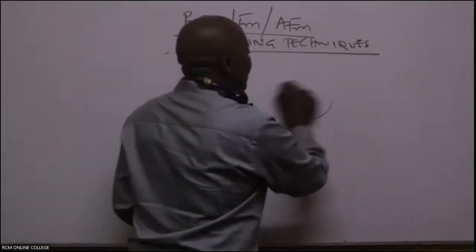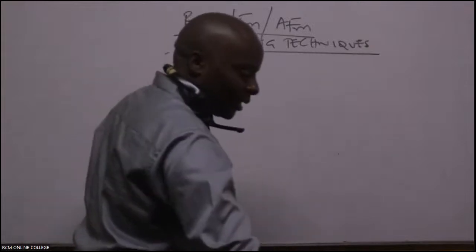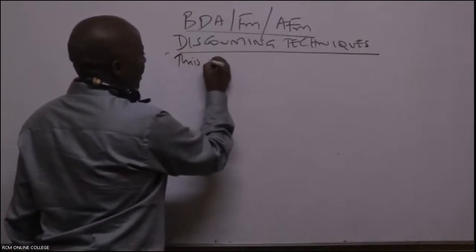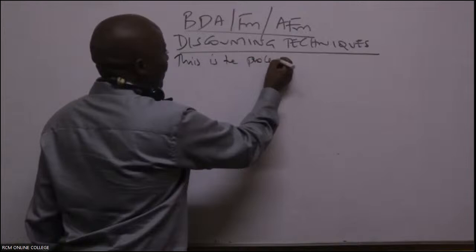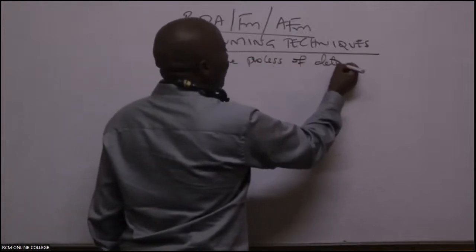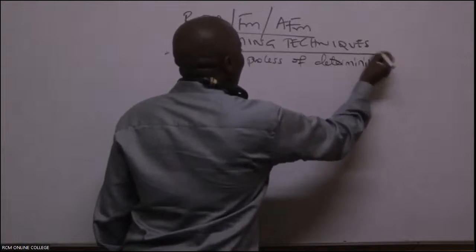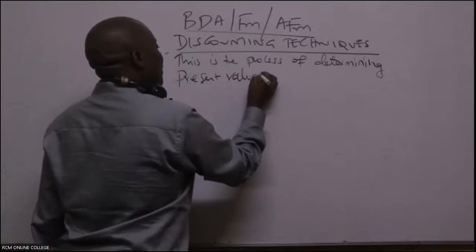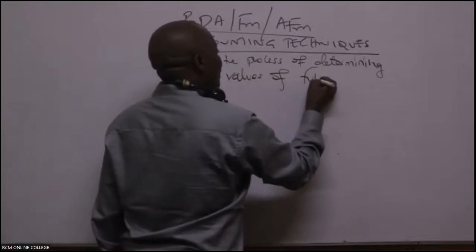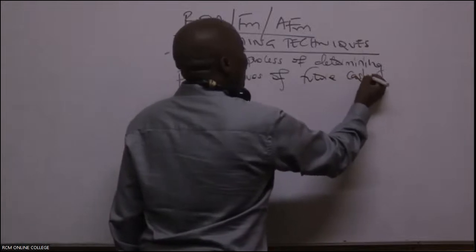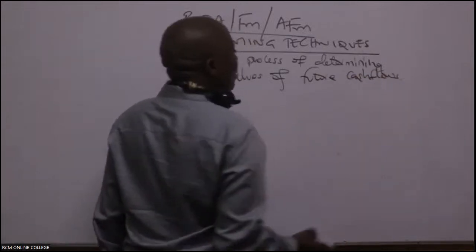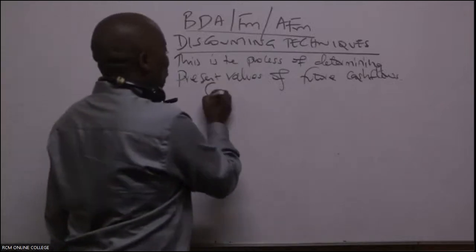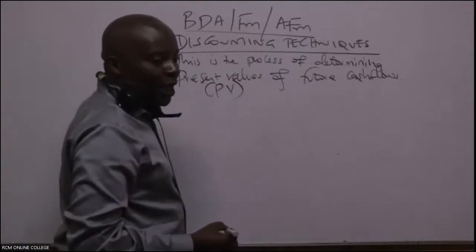When we talk of discounting, we are basically looking at present valuing future cash flows. So this is the process of determining present values of future cash flows. The process of determining present values, what we shall be abbreviating as PV, present values of future cash flows.